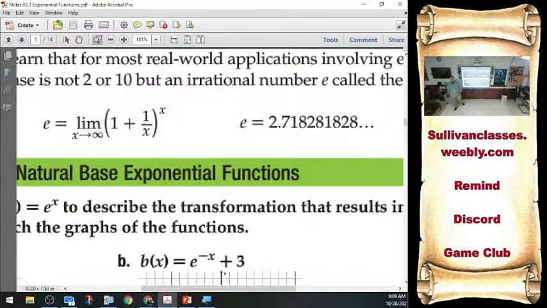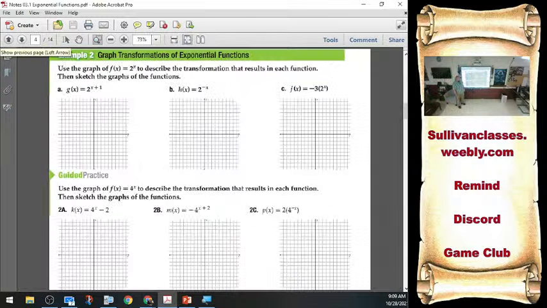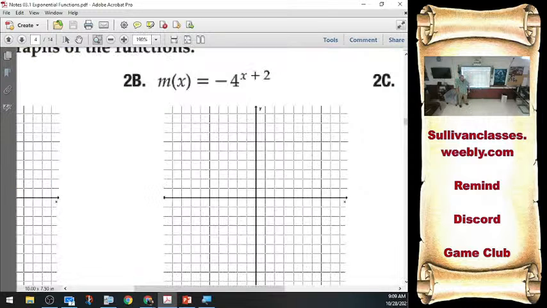Y'all remember this dude? E. I'm not going to bother with these because you know how to move things up, down, right, left, reflect, stretch, and even if you don't, can't you just graph that by table? What two transformations happen to it?